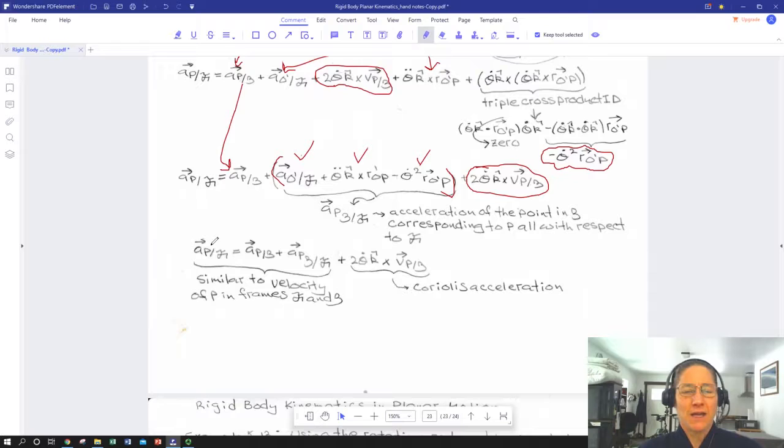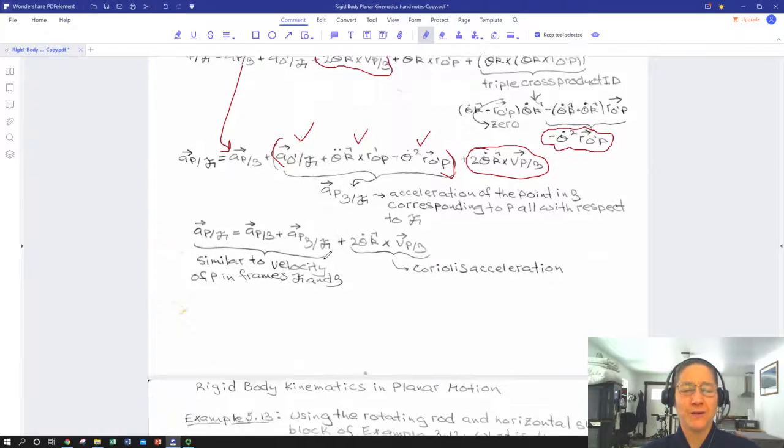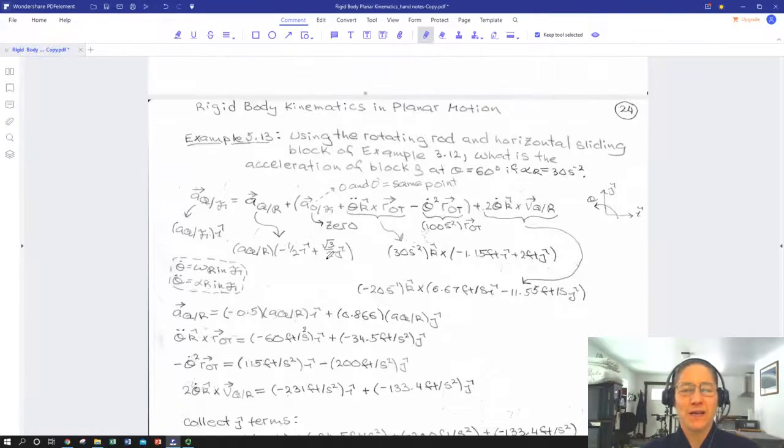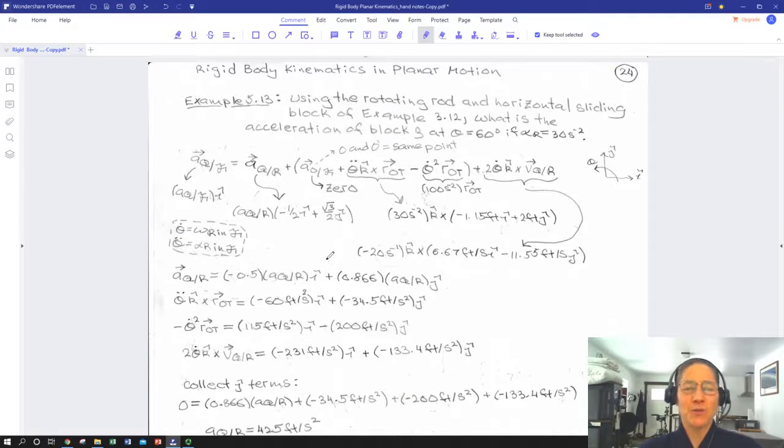So now we've got a general expression that relates the motion of a given point, its acceleration, in a moving reference frame B with respect to, we'll call it, a fixed reference frame F, using terms that we can hopefully evaluate. So as an example application of that, I'm not going to flip back to the example because you can go back in your notes to it.